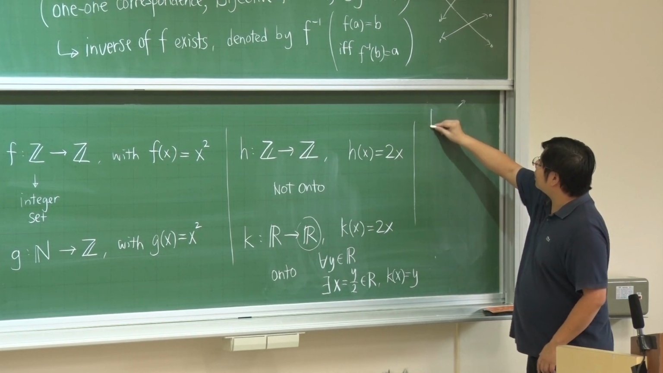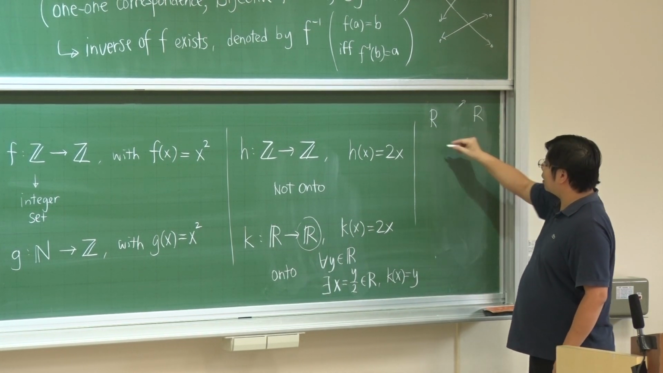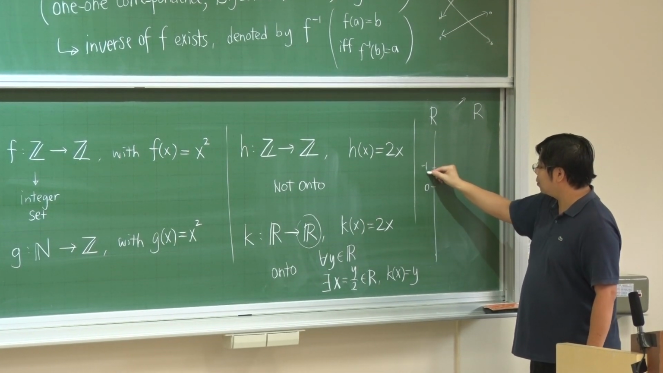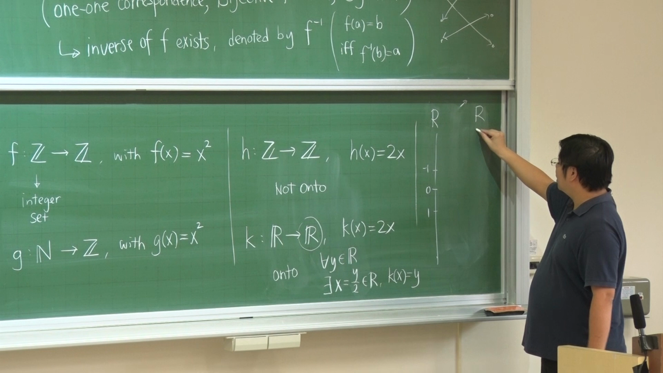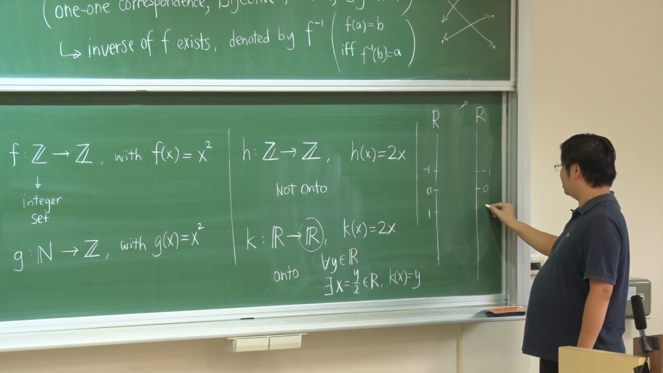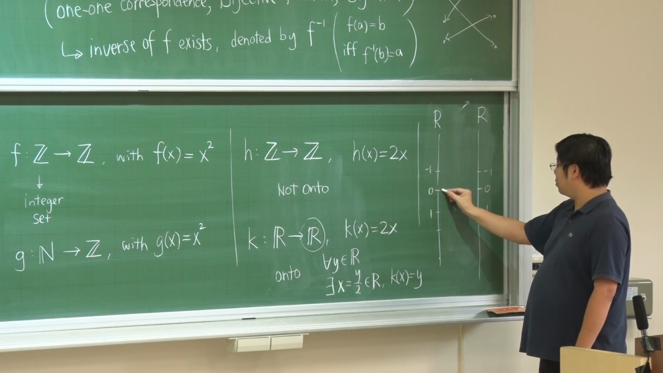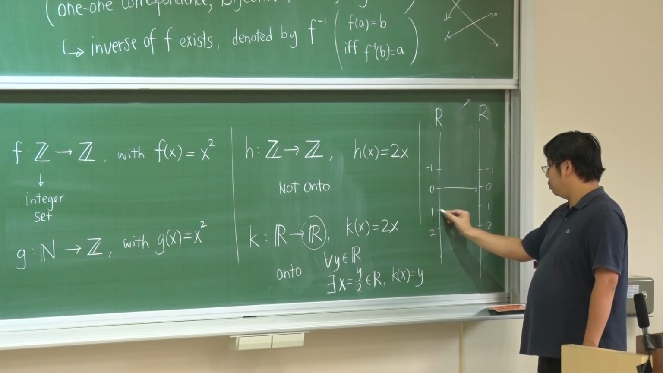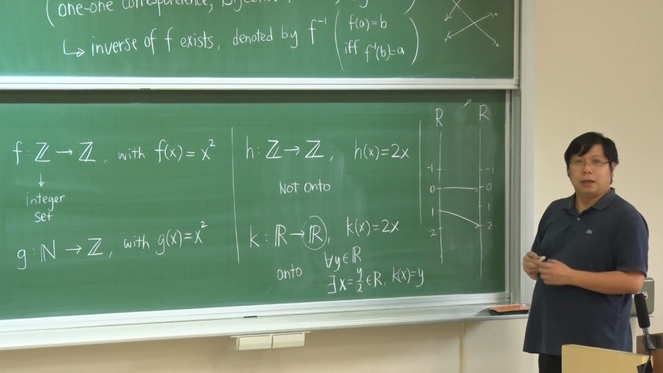So this is a real number. This is a real number. You can think of this as a line. So this is 0, this is -1, this is 1. Is that okay? And there's a line here. There's 0, there's a -1, there's a 1. So 0 maps to 0, 1 maps to 2. Is that okay? Okay.